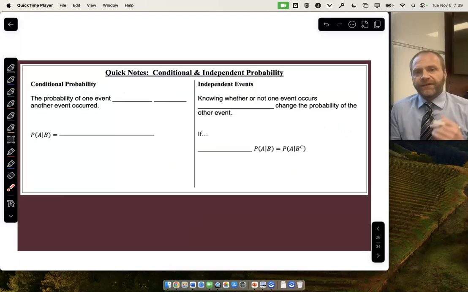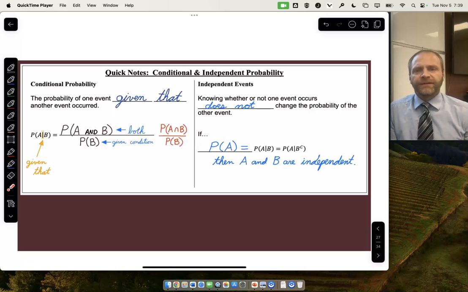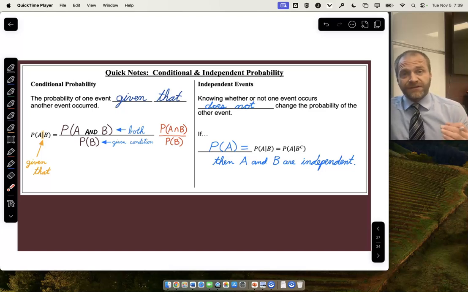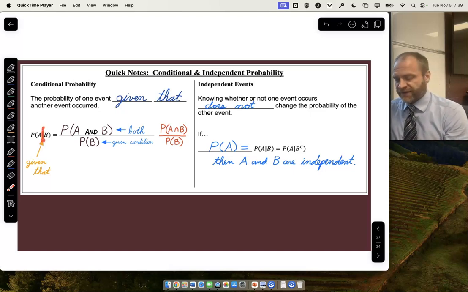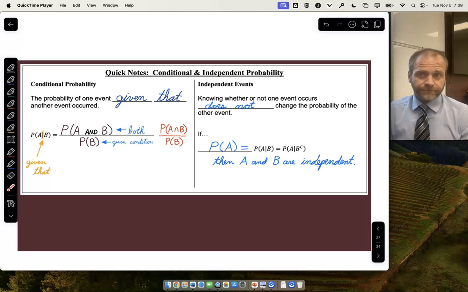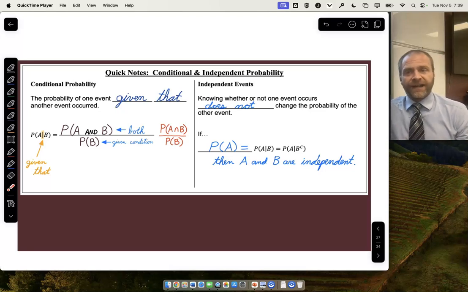So now we're going to focus on those quick notes of conditional and independent probability. I'm just going to pull up the information for us and talk through it. Conditional probability, that's the meat. That helps us determine if two events are independent of each other. Conditional probability is the probability of one event given that. That's the new phrasing you're going to hear, and it also has the symbolic form we can see right here. Given that, that's a vertical line, event B occurred, what's the probability of event A happening?